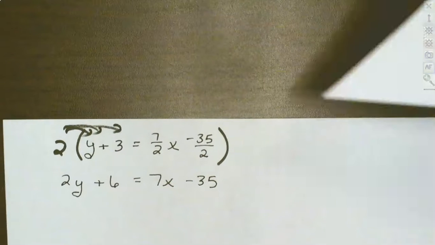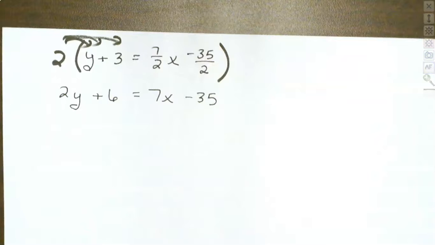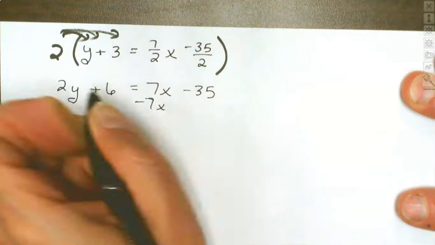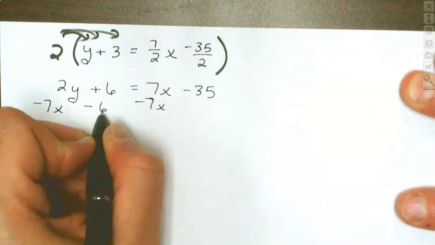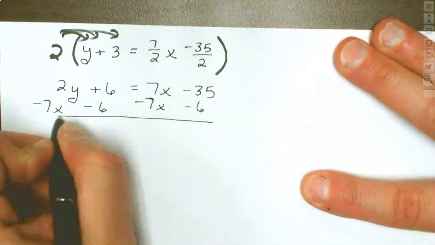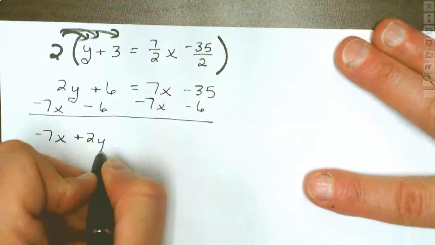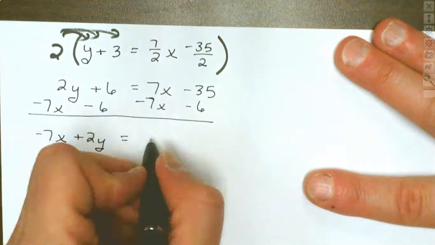And we do want this in standard form. And so what does it mean when we want it in standard form? Well, if we want it in standard form, that means we need to get the x's and the y's together on the left. The x goes first, no fractions or decimals, and the x needs to be positive. So let's go ahead and move that 7x over. And while we're at it, we'll move the 6 over also. So now we have a minus 7x plus 2y equals a minus 41.